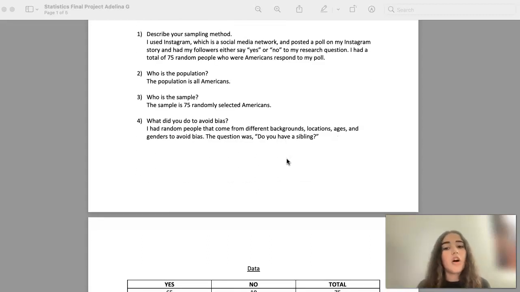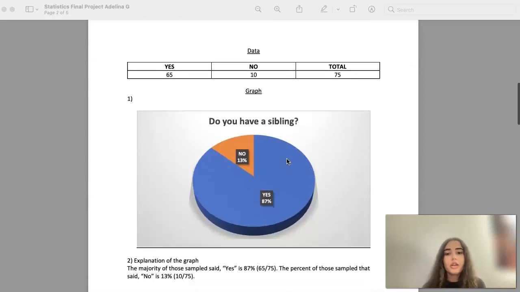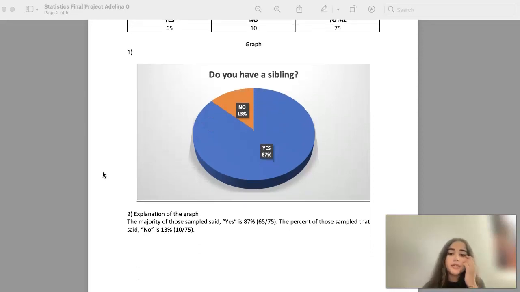The population is all Americans. The sample is 75 randomly selected Americans. I had random people that come from different backgrounds, locations, ages, and genders to avoid bias. The question was, do you have a sibling? Here's my data table. 65 Americans said yes, 10 said no, for a total of 75. Here's my pie chart. The majority of those sampled said yes, which is 87%. The percent of those sampled that said no is 13%.